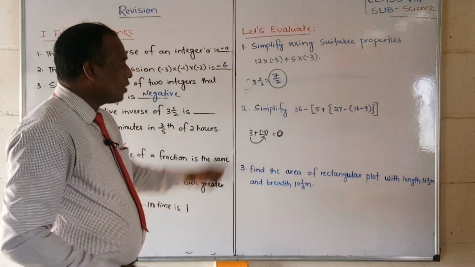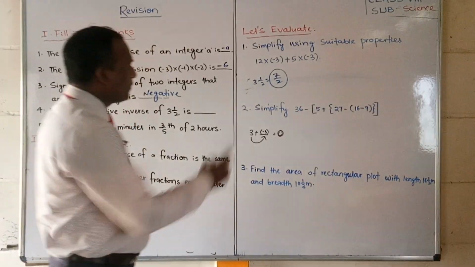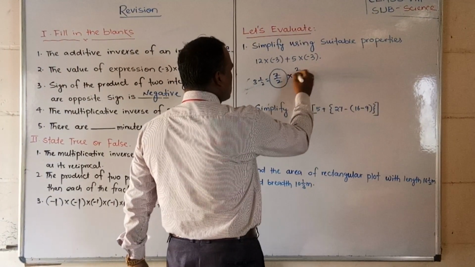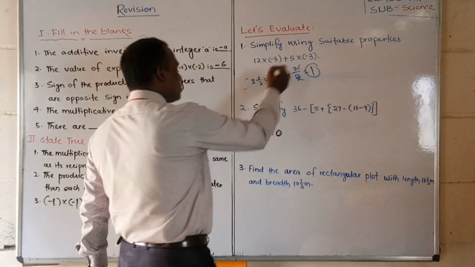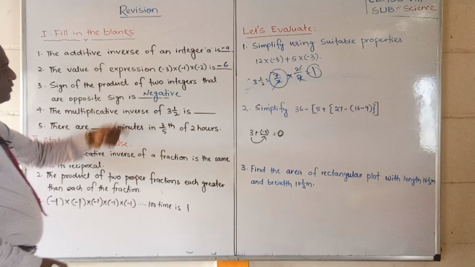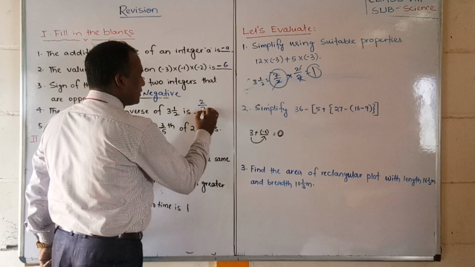Remember, we have to make it reciprocal. Okay, so that will give that multiplicative inverse. If we take the reciprocal, that means 2 by 7, and 2 by 7 times 7 by 2 gives 1. So hence 2 by 7 is the multiplicative inverse of 3 whole 1 by 2. What is that? 2 by 7.